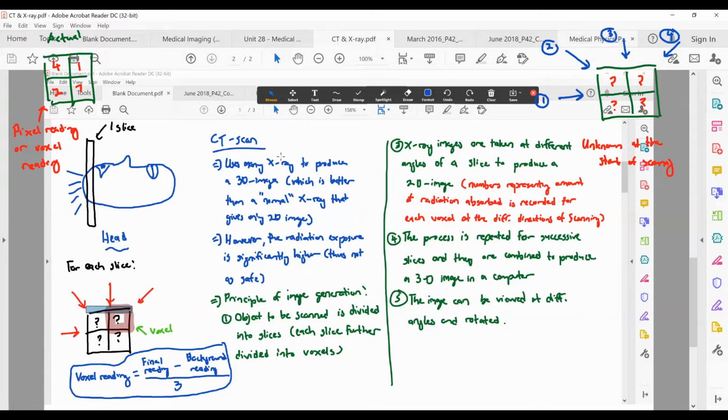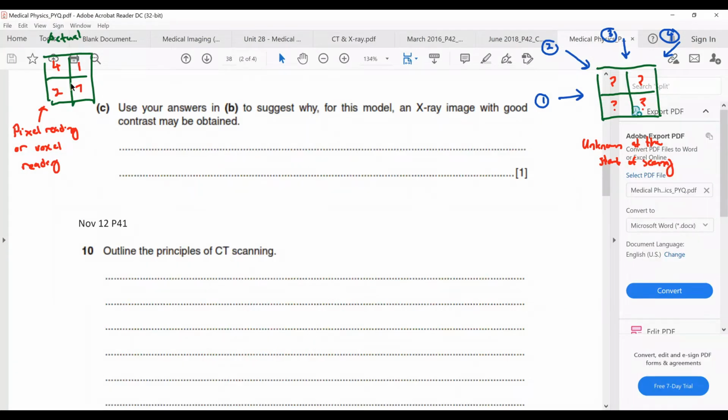So your syllabus requires you to know how you calculate out the values inside the voxels. Okay, the values inside the voxels of a slice, sometimes they will call it voxel reading, sometimes they will call it pixel reading. So you need to, at the very least, know a bit how does CT scanning arrive at these values when they do a CT scanning.